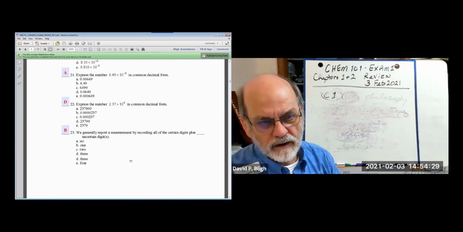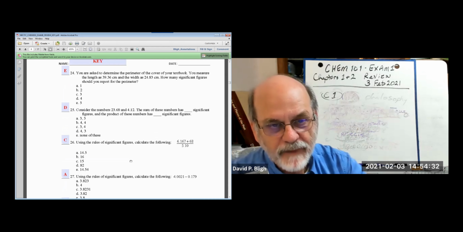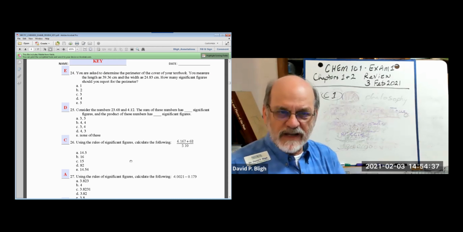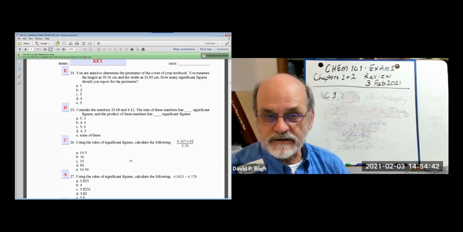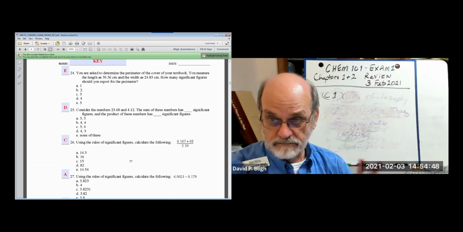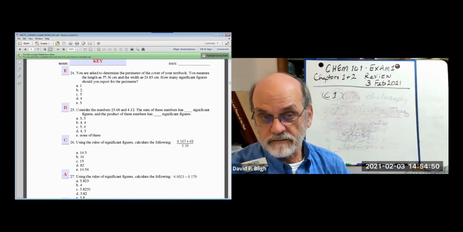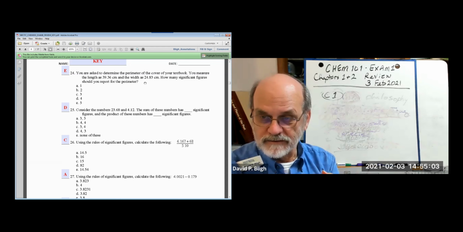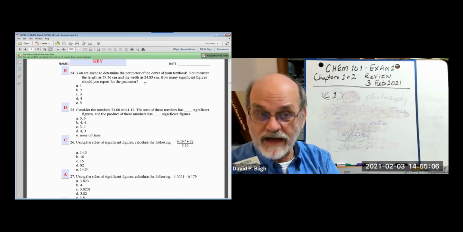Okay, 24. You're asked to determine the perimeter of the cover of your textbook. You measure the length at so many centimeters and the width at so many centimeters. How many significant figures are in those measurements? This one has 4. They're all non-zero, so they have to be significant. This one has 4. They're all significant. How many significant figures should you report for the perimeter? Both of them have 4. And this is a multiply rule, right? So the answer will have 4.